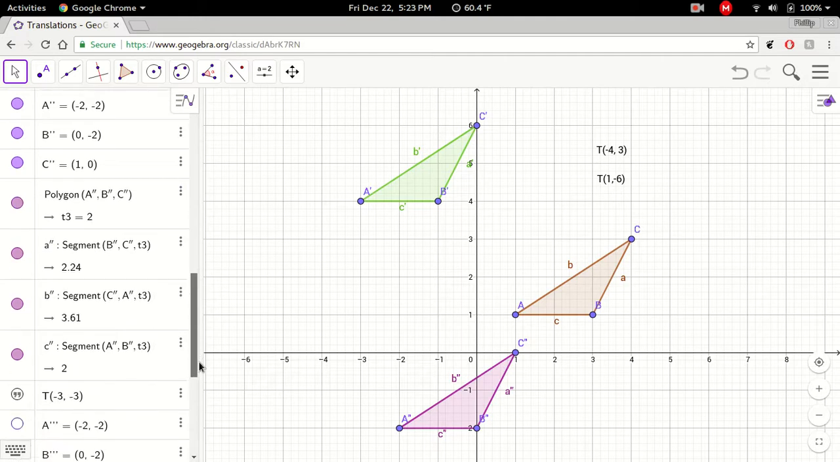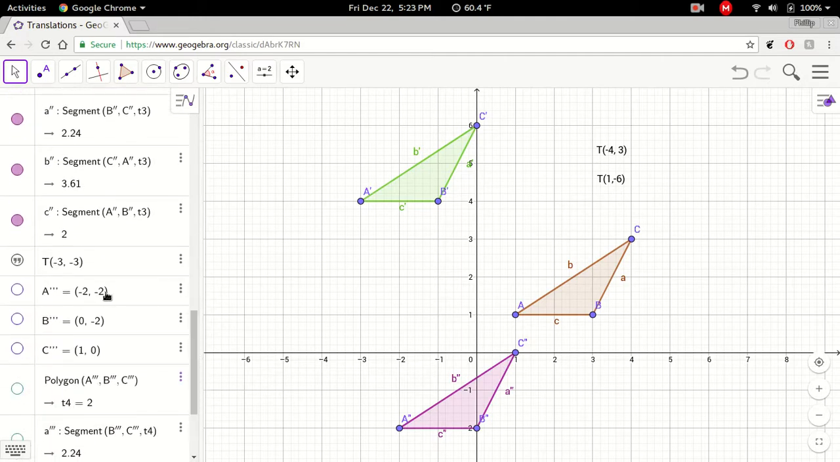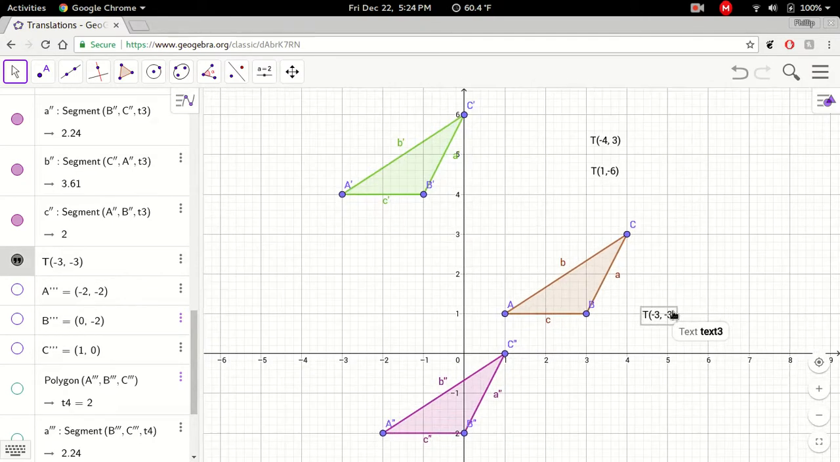here. We ended up with the coordinates -2, -2, 0, -2, and 1, 0. If you guys look at these numbers here, if we add them all together, let's concentrate on the point A. A is at the point -2, -2. If I add my change in x's together and my change in y's together, let's see what I get. So -4 and 1 added together gives me -3, and 3 and -6 together gives me -3. So that gives me this translation, which is the translation -3, -3.